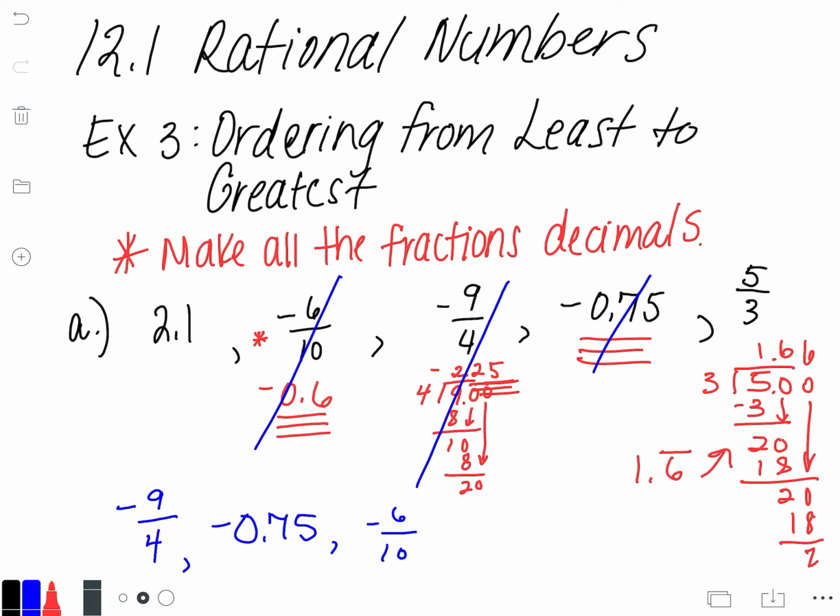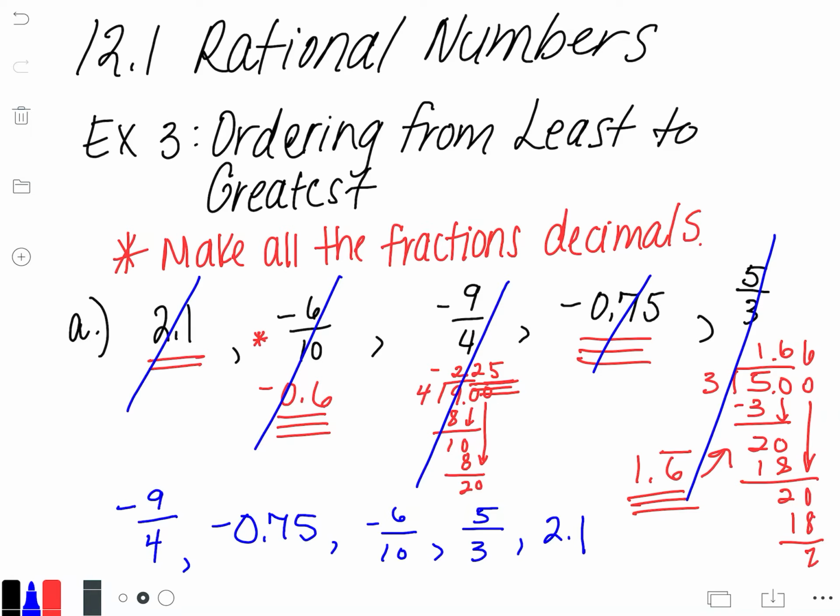And so now it's easy to compare. You have 1.6 repeating, or you have 2.1. The next smallest number would be your 1.6 repeating. I'm going to write it as 5/3 because that's the original form. And then finally, my very last number is 2.1. So this does require some work, guys. Again, it's not my favorite thing to do ever, but it is something that I need to teach you and you need to learn how to do.